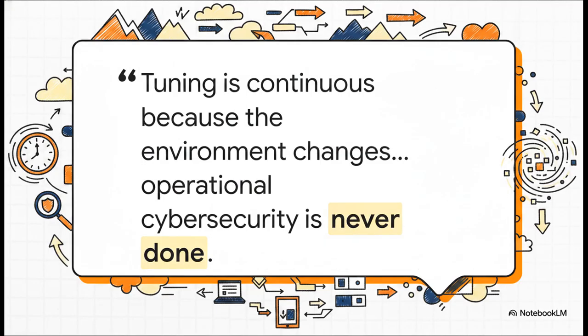Remember this core rule. Operational cybersecurity is literally never done. The threat landscape, new systems, new vendors, and business priorities, they constantly shift. This creates what we call vulnerability churn, where the set of high-priority risks literally changes day by day. Therefore, an organization's exposure has to be continuously managed, measured, and systematically reduced.